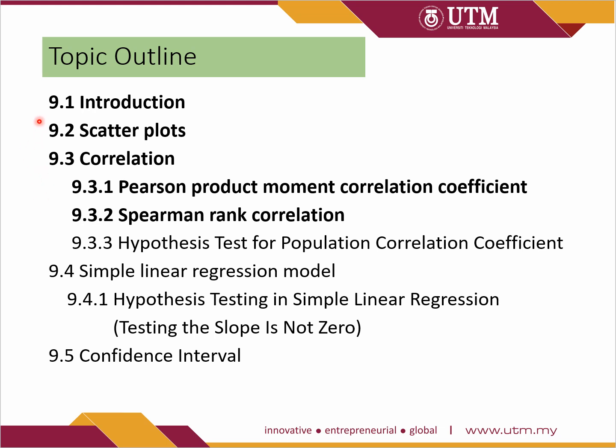So you will learn about scatter plots and correlation, where there are two types of correlation that you need to know. The first one is the Pearson product moment correlation coefficient, and the second one is the Spearman rank correlation. And then you will learn how to find the hypothesis test for the population correlation coefficient. And the last one, you will learn about the simple linear regression model and the confidence interval.